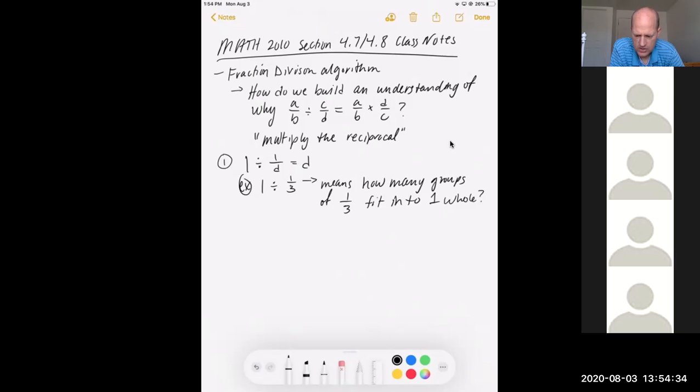So what kind of division is this? Measurement or partitive? Isn't it partitive? Why do you say that? Because you're taking groups and putting them into a whole. There you go.